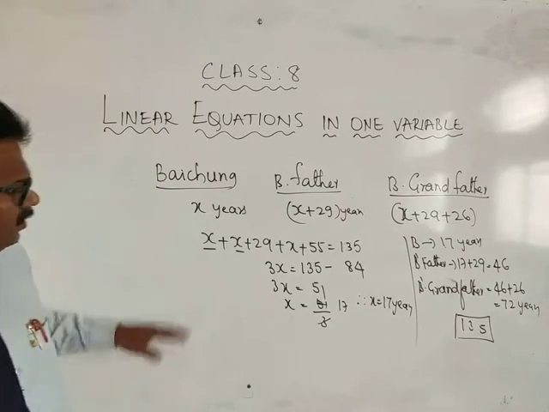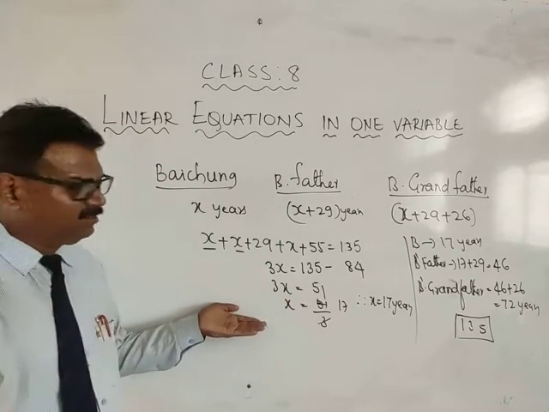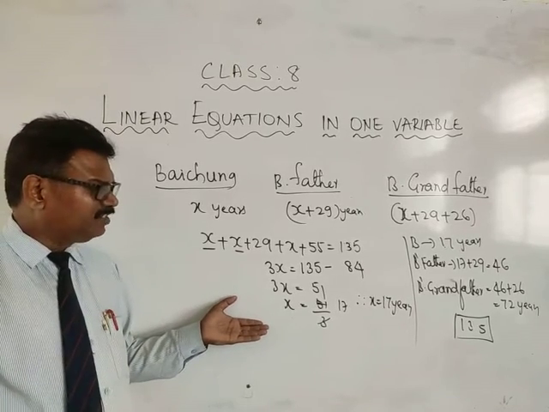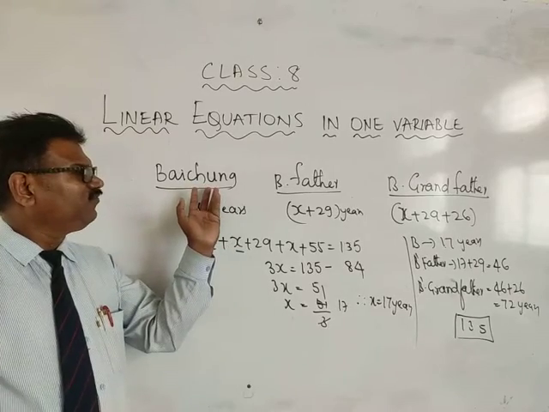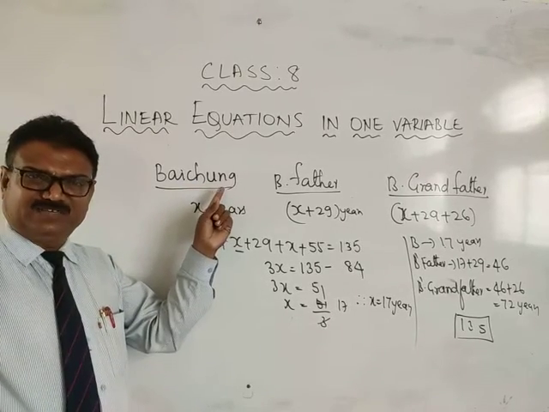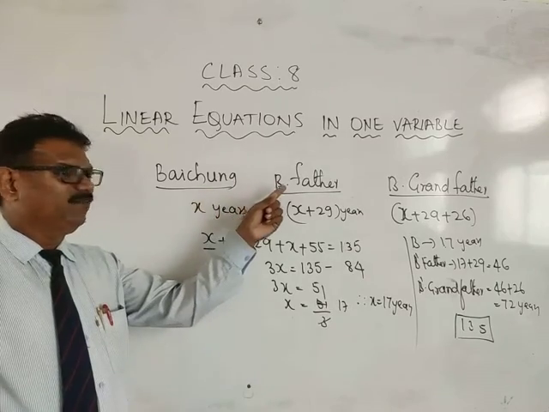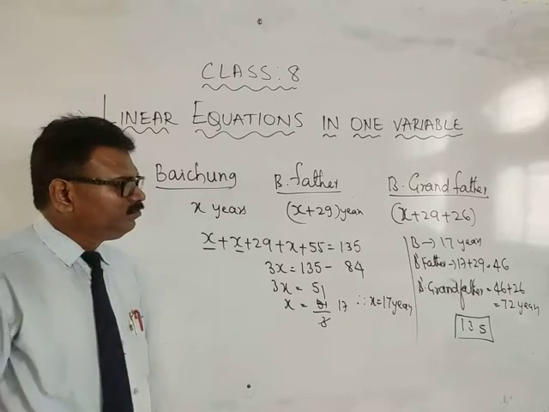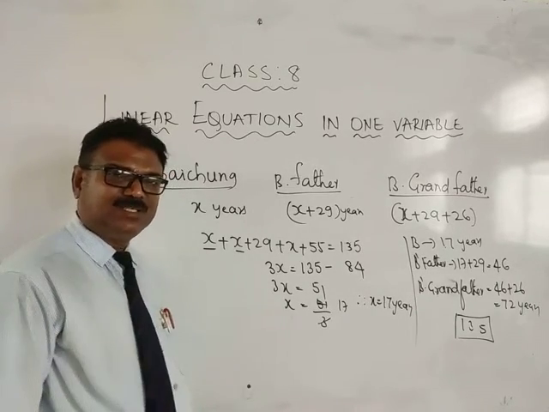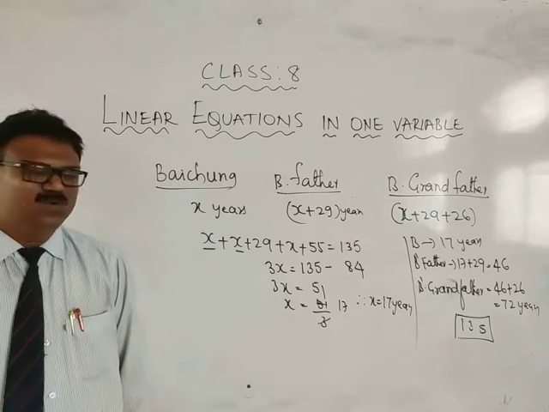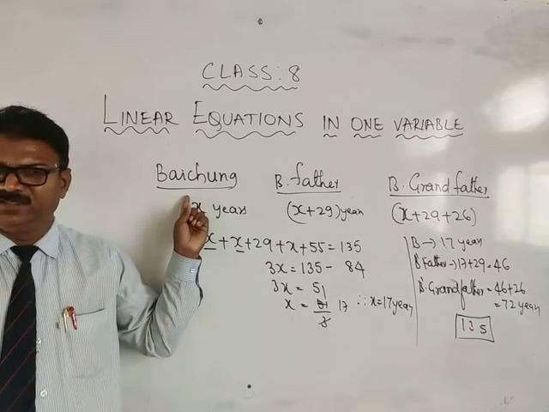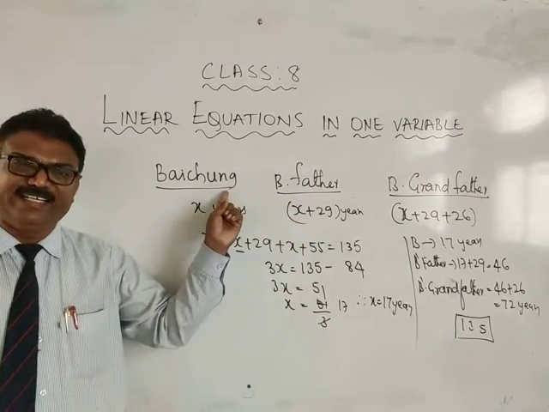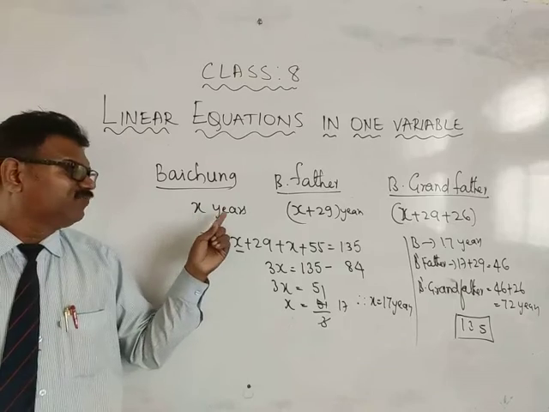Okay? So, like this, we should solve. Any doubts for you? I hope you understood this problem. One more time, I will repeat. There are 3 members in the family: Baichang, Baichang's father and Baichang's grandfather. How? Baichang's father is 29 years older than Baichang. Now who is youngest here? Baichang is youngest. Therefore we start from Baichang only.